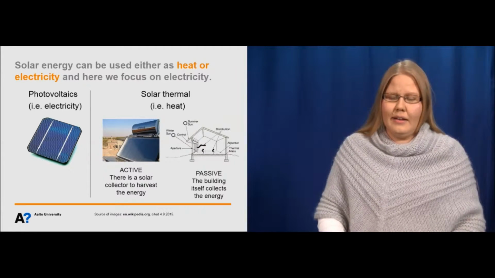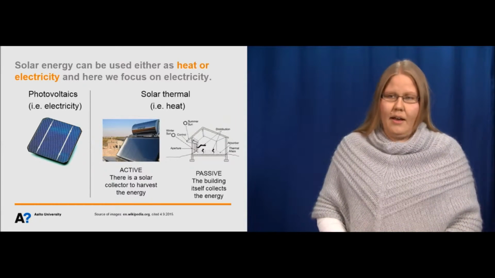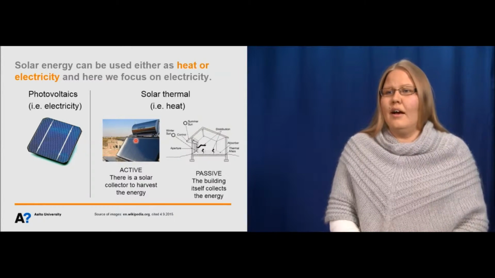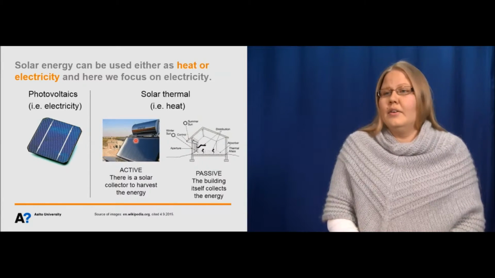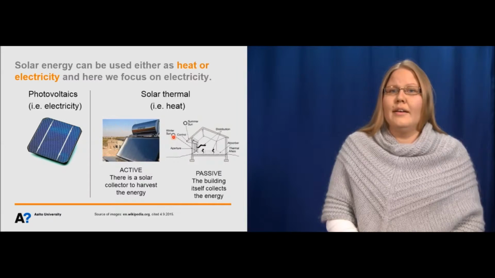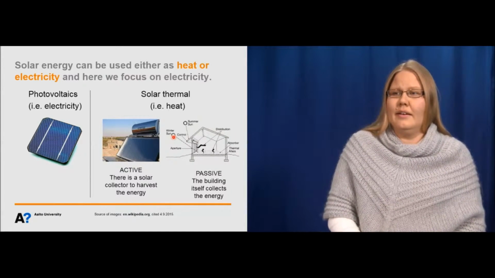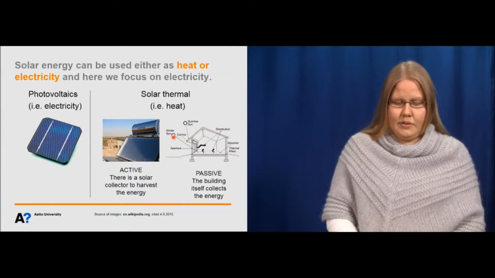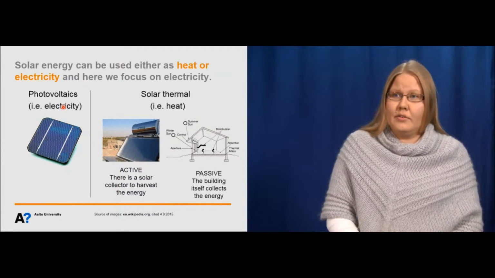The energy from the sun is converted into heat. There's two ways to do that. There's the active way, in which case you have a solar collector and you use it for making, for instance, hot water. Then there's the passive way, in which the building itself is designed in such a way that it harvests the energy. And today we're going to talk about electricity.